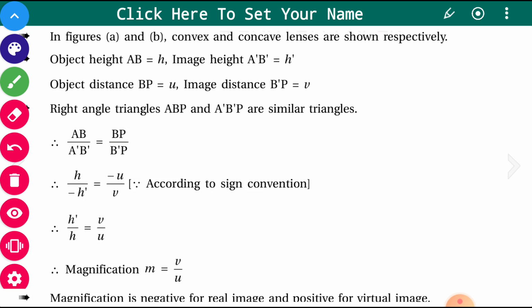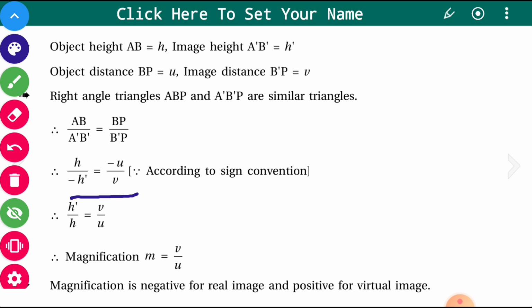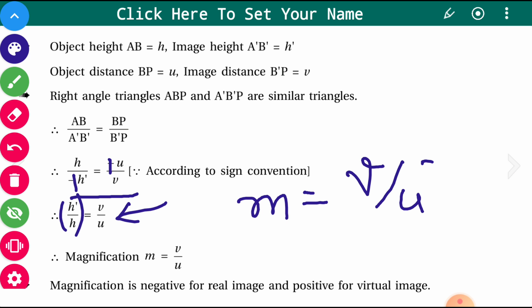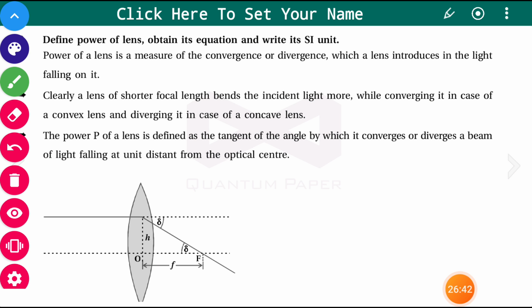If you write those notations, you will get H upon minus H prime is equal to minus U upon V. Minus and minus will become plus, so H upon H prime is V upon U, or magnification M is equal to V upon U, which is equal to H prime upon H. So this is the equation for magnification, and magnification is negative for a real image and positive for a virtual image.